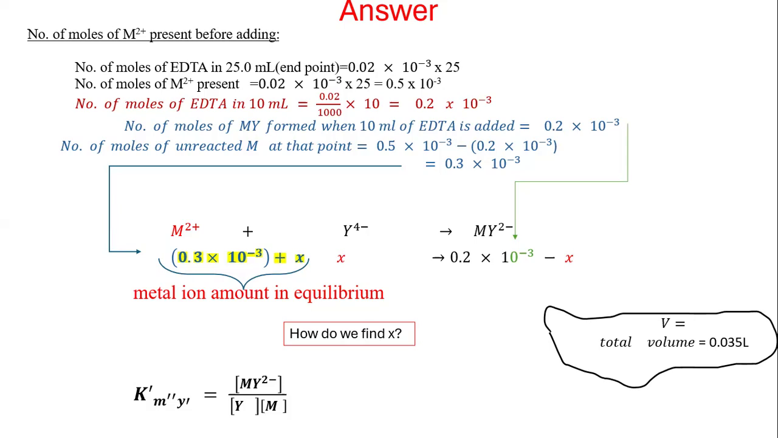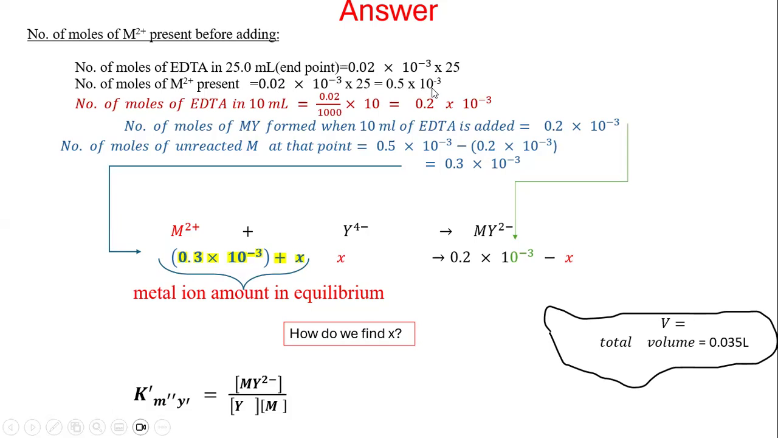They have given the end point, madam. Very good, the end point is given. It's 25. So with the end point, you can calculate how many moles of M2 plus are present. So we have calculated the number of moles of EDTA used for the endpoint. Therefore the same amount of M2 plus is there. It's simplified here.